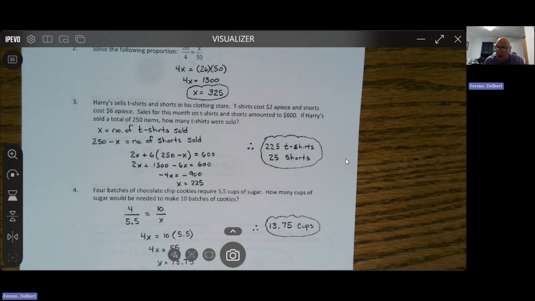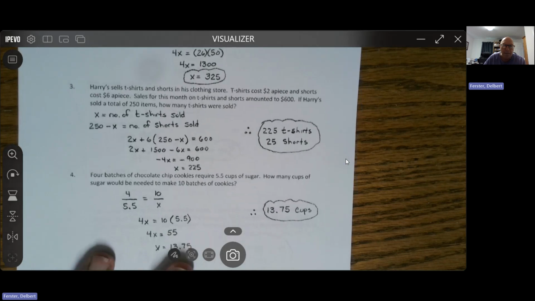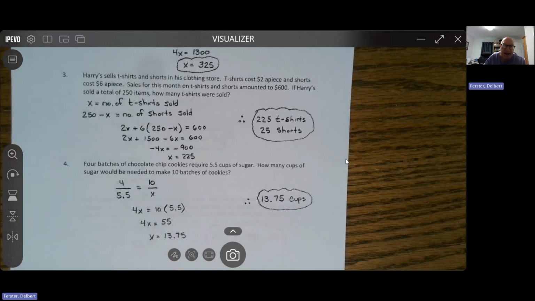On the right side, you must be consistent on the right side of that proportion. The 10 on top represents batches, so we have batches on top of both fractions, and that would mean we keep cups of sugar on the bottom of both fractions. So 4 is to 5.5 as 10 is to x. Again, a cross multiply sets us in motion for our solution. One diagonal gets us 4x, and the other diagonal gets us 10 times 5.5. 10 times 5.5 is 55.